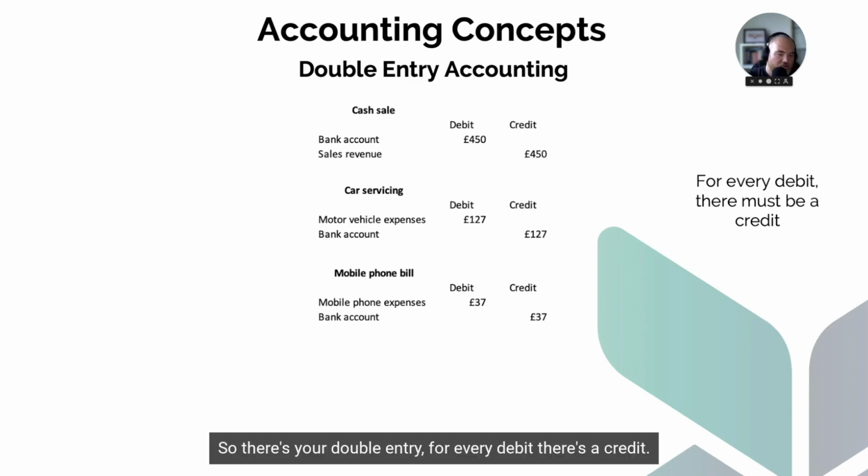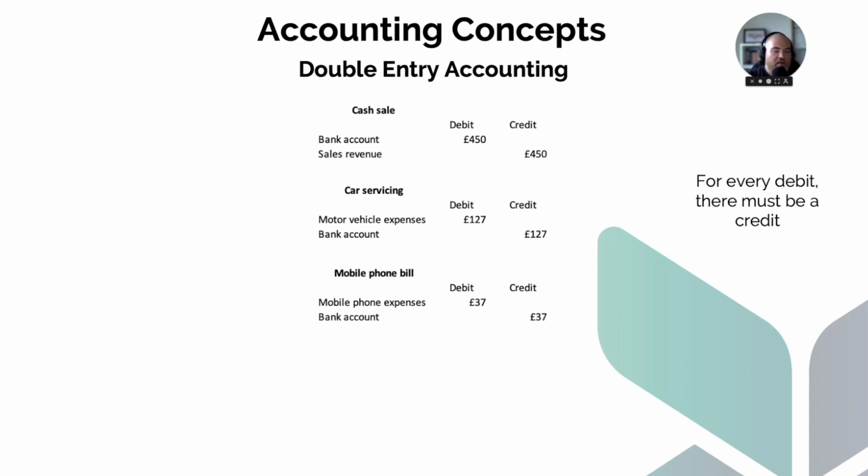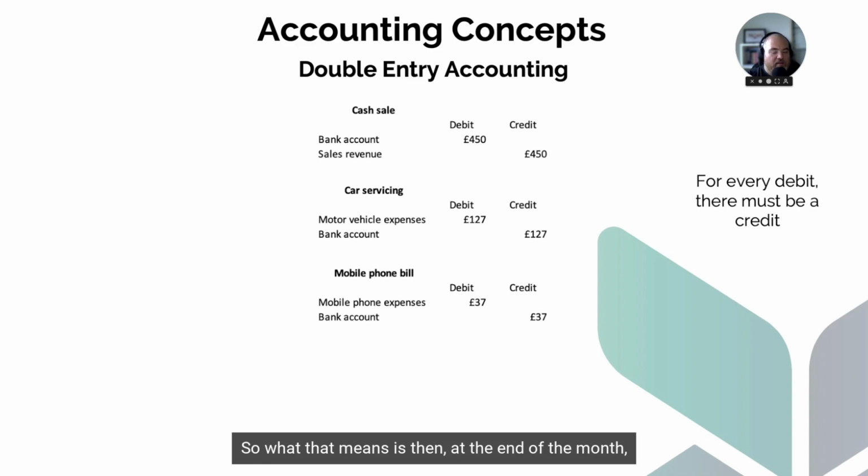So there's your double entry. For every debit, there's a credit. So we've fulfilled the rules of the double entry accounting system. What that means is, at the end of the month, and this is a very slow month, we've made one sale and paid two bills. So, a simple example, of course.